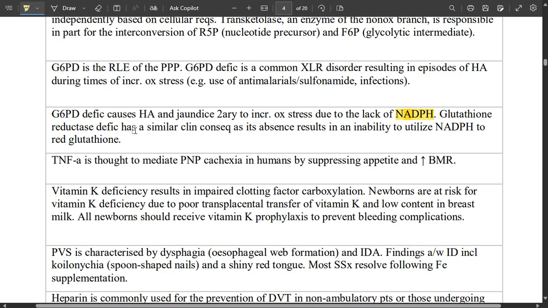Glutathione reductase deficiency has a similar clinical consequence, as its absence results in an inability to utilize NADPH to reduce glutathione. To decrease oxidative stress in the blood, reduced glutathione is necessary. To form reduced glutathione, NADPH is necessary. Because there is a lack of NADPH, reduced glutathione is decreased. A decreased amount of reduced glutathione cannot neutralize the free radicals in the blood, so superoxides and various free radicals are formed, causing hemolytic anemia.